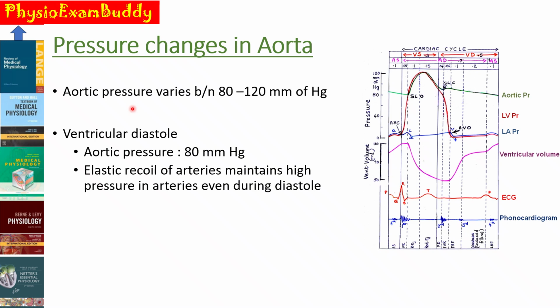Pressure changes in the aorta. You can see here that this light yellow green color is the one which shows the aortic pressure changes, and you can see here that it only varies between 80 to 120 millimeters of mercury.